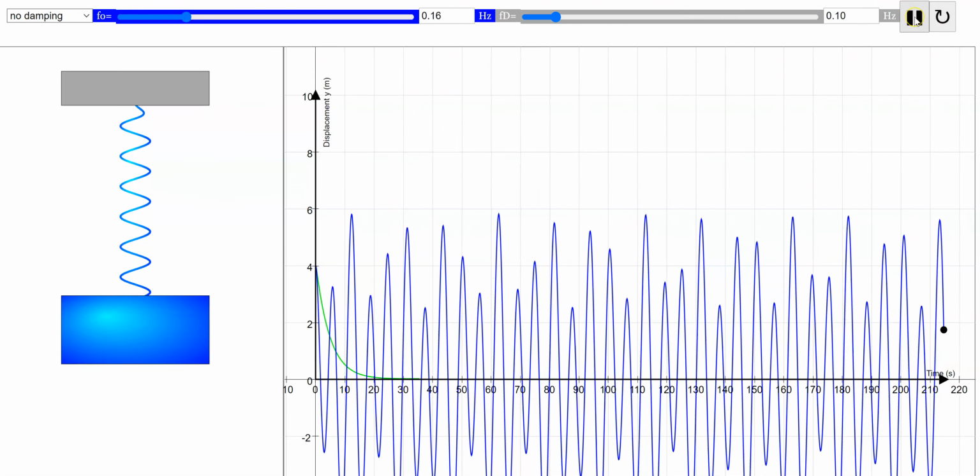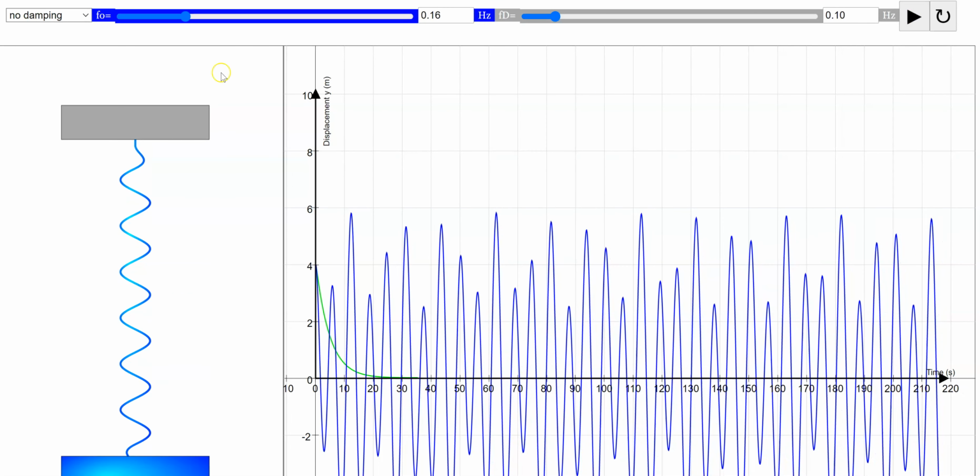Okay, let me stop it and just add a little damping over here, light damping. Let's see how light damping is going to change the system.